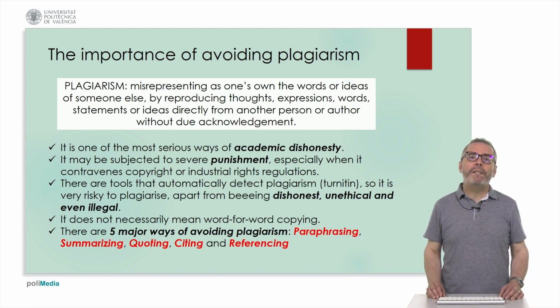It may be subjected even to punishment, or it may be illegal, depending on copyright and regulations. There are tools that automatically detect plagiarism, such as, for example, Turnitin. So apart from risky and dishonest, it's also unethical and even illegal. It does not necessarily mean word-for-word copying. There are many ways of plagiarism. And there are 5 major ways of avoiding plagiarism. We are going to see them one by one.